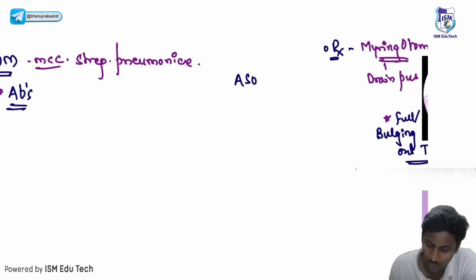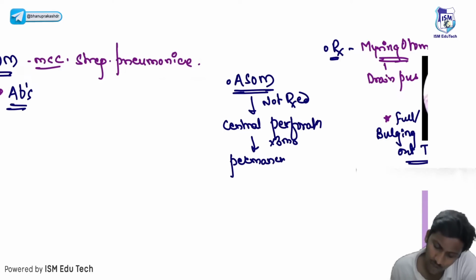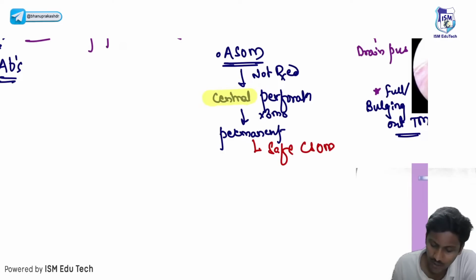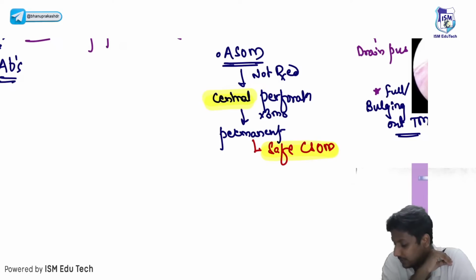As I've told you, if ASOM is not treated, there will be a full and bulging out tympanic membrane, and finally it will rupture. And when there is a rupture or a perforation, there can be a central perforation. If the central perforation remains for a span of 3 months, then it will become a permanent perforation, and then the patient will suffer from chronic otitis media, and that one is called safe CSOM. If a patient has a central perforation, he will suffer from safe CSOM, whereas if the patient has a marginal perforation, he will suffer from unsafe CSOM. That's the important thing. Please remember.